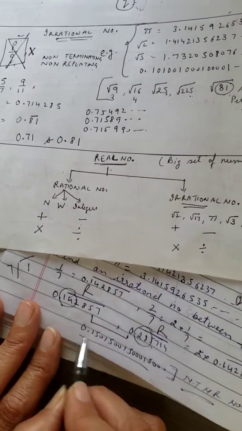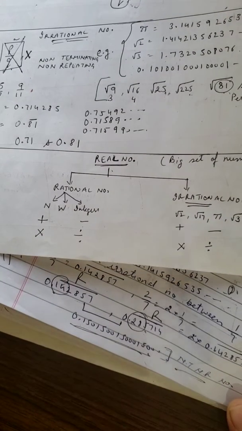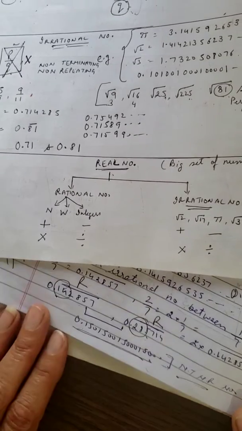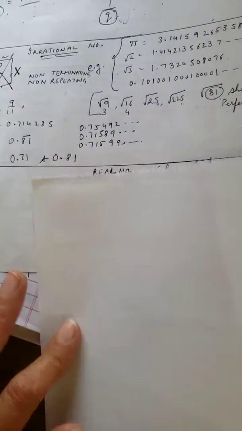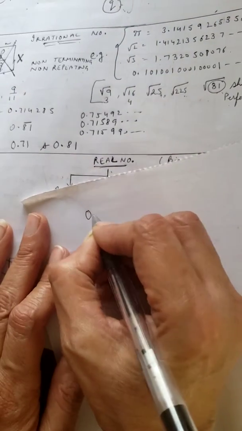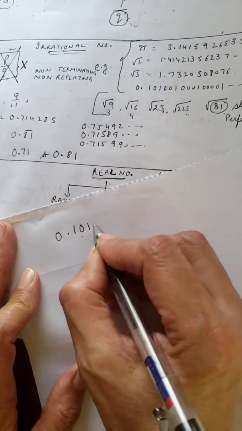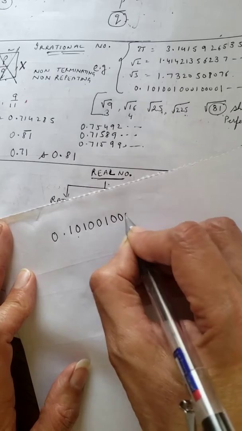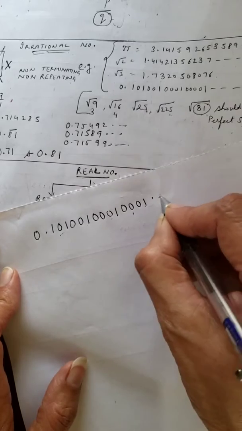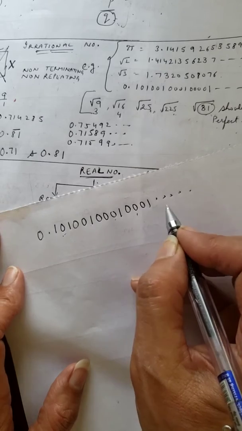And I'll tell you one magic also. If you are not able to write irrational numbers and it's not that clear, what you can do is simply write any number, like 0.101, right? You put 1 0 in it, then you write 2 zeros, then 3 zeros, then 4. Just keep on increasing the number of zeros and put the dots after that. This number will automatically turn into an irrational number.